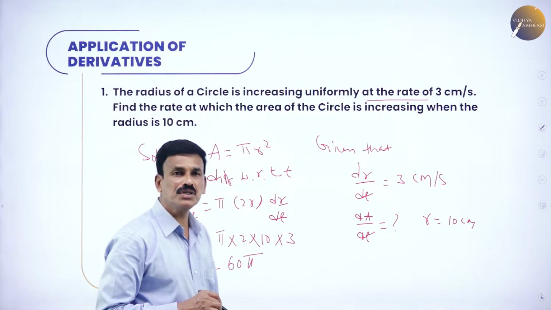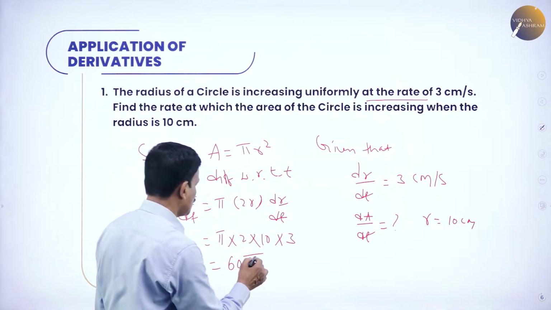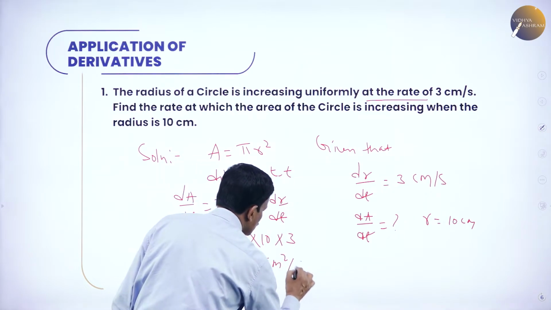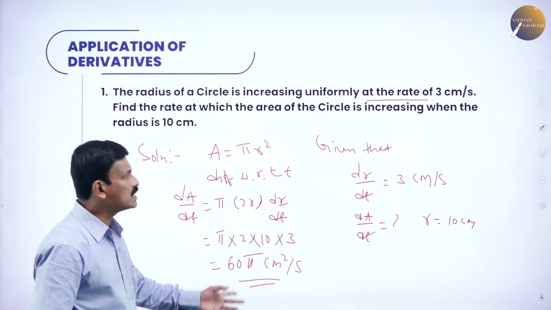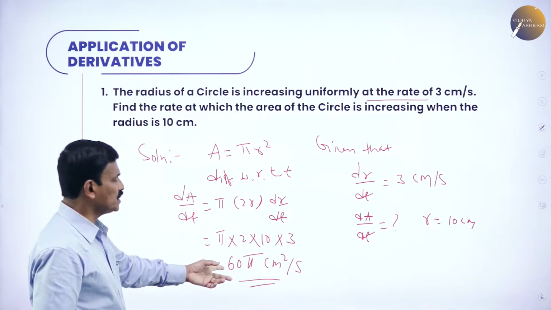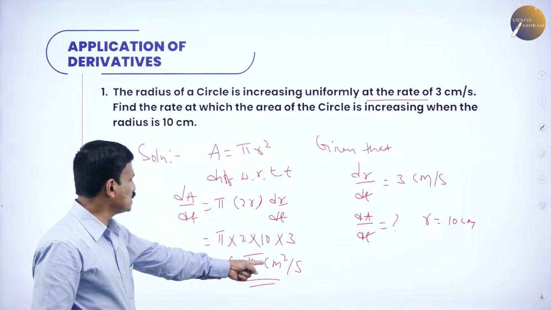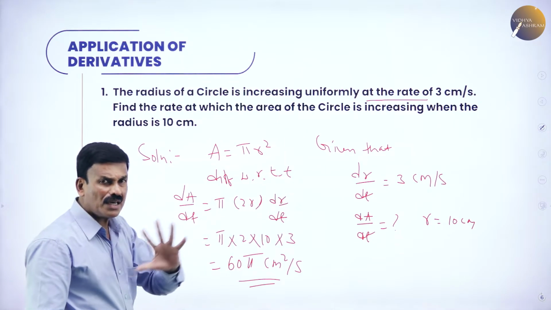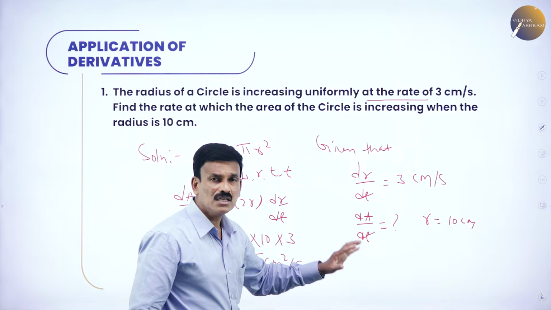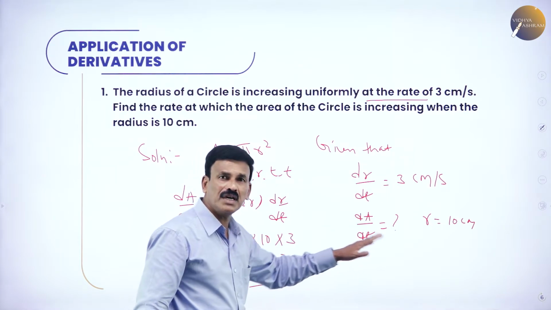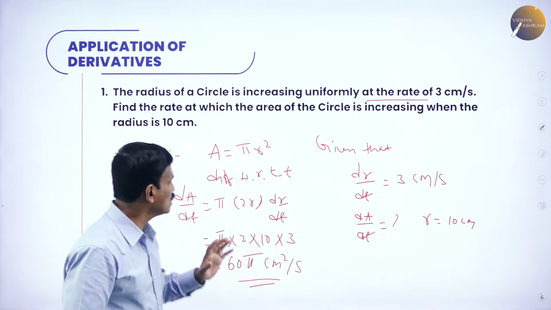Okay, what is the unit? It is centimeter square per second. 60 pi centimeters square per second is the required answer. So, the rate of change of area is 60 pi centimeter square per second. Very simple problem. See what is given? dr by dt is given, that is 3. What is required to find? dA by dt, when r is equal to 10 centimeters.